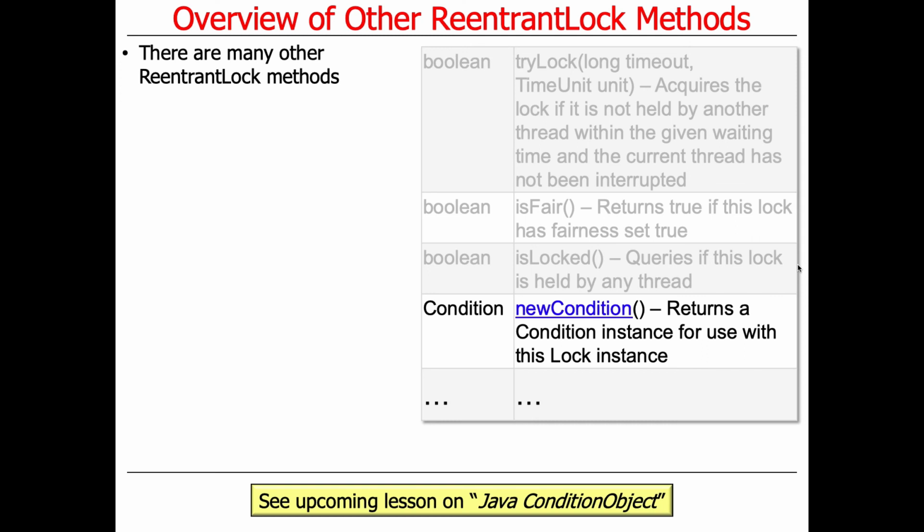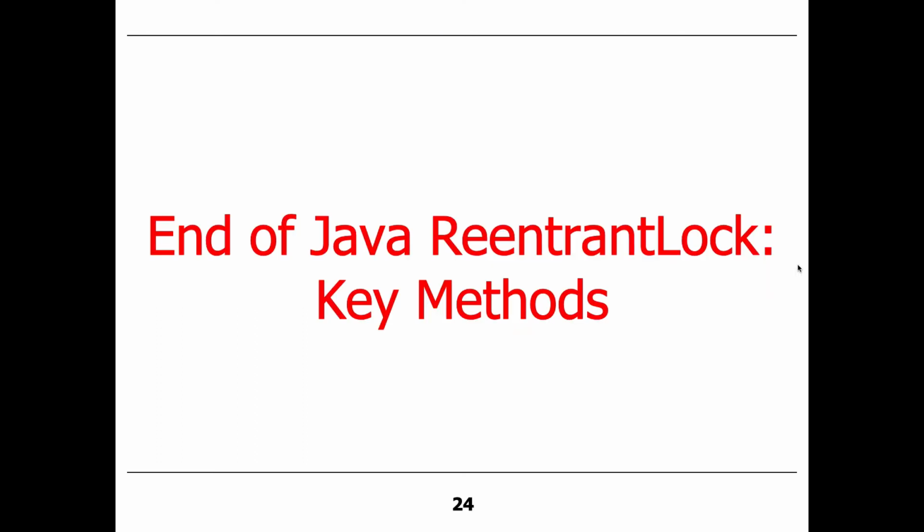A method that is very useful, which we will talk about next class, in which you'll get a chance to play with, is used with the Java condition object, and it's called new condition. It's a factory method that returns a condition object instance that's intended to be used with this particular lock instance. And we'll talk more about that when we talk about condition objects. So that's the end of the key methods in this class.